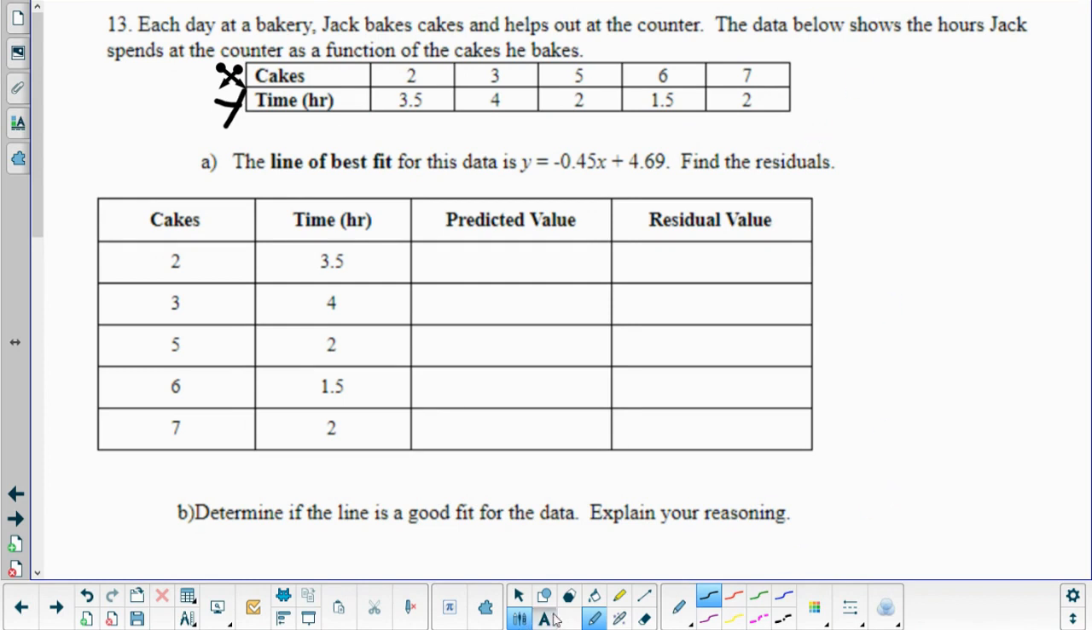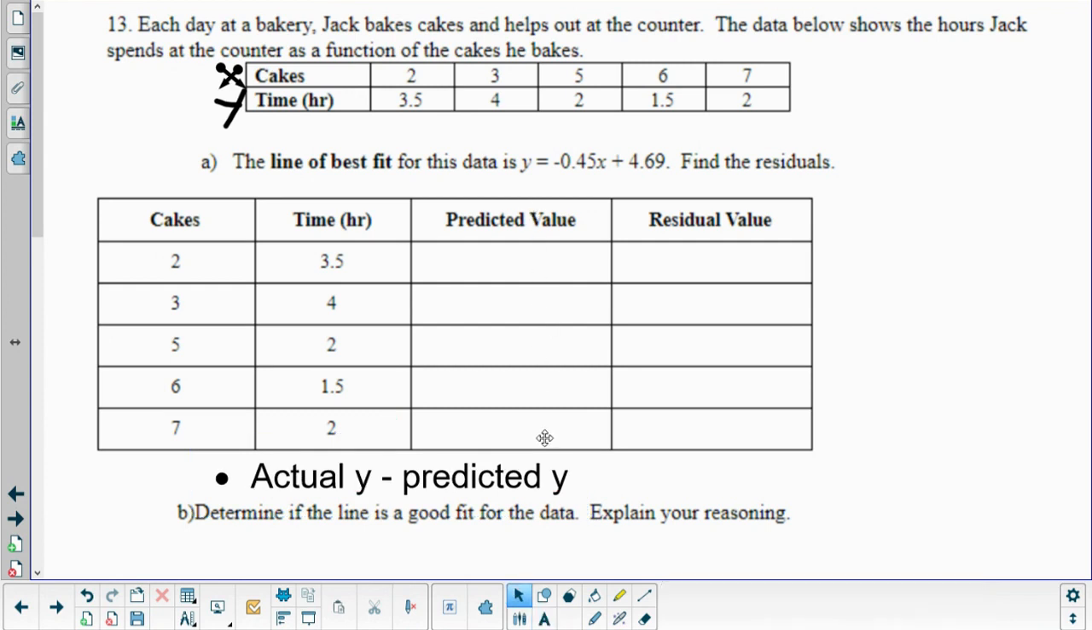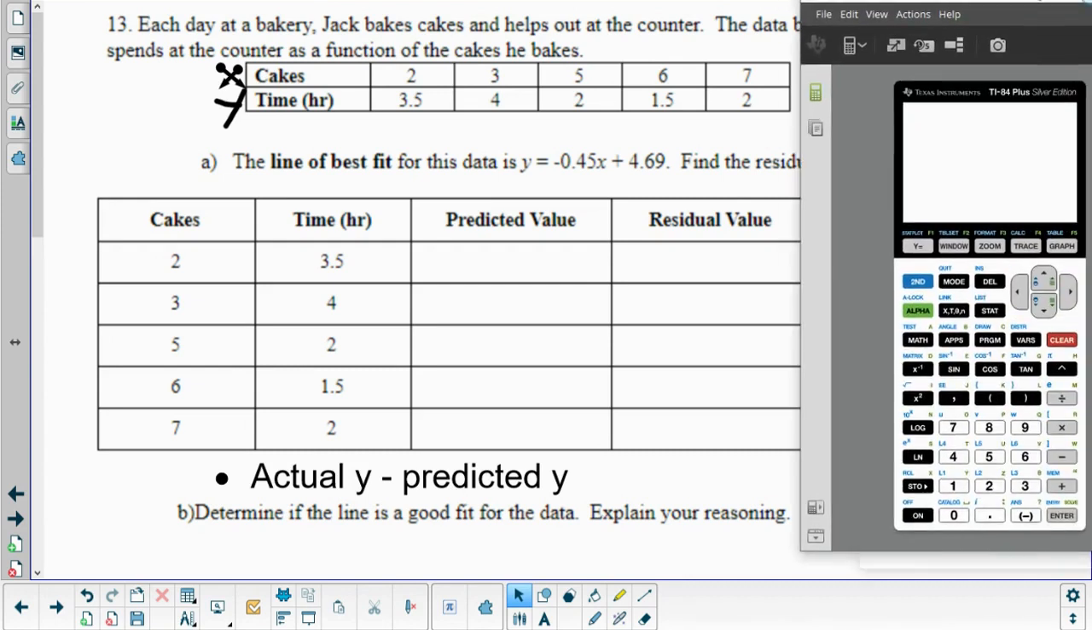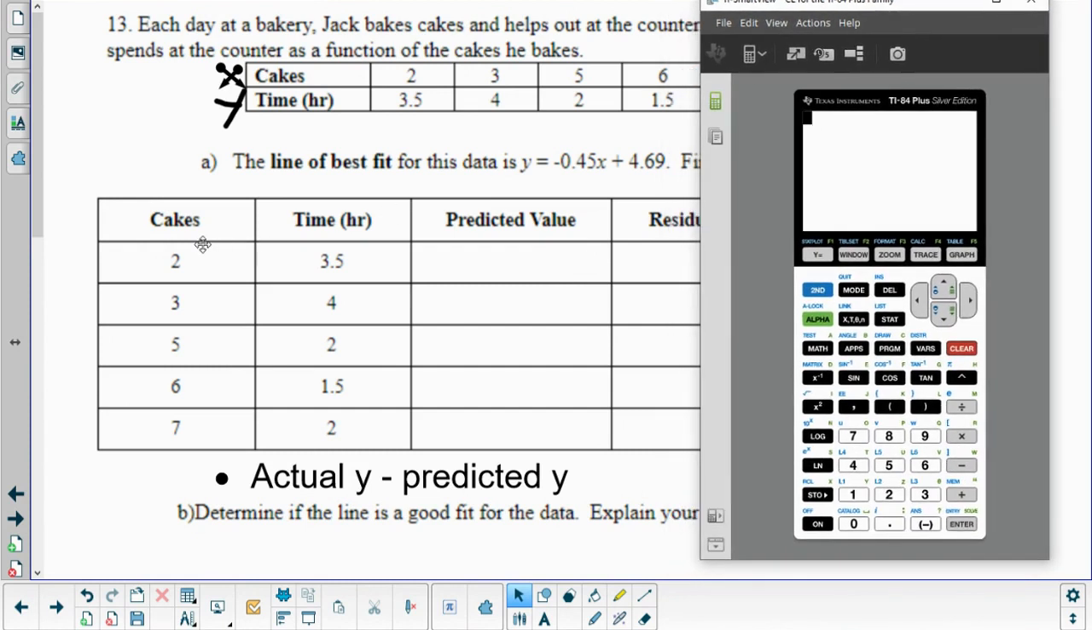If you remember, to find residuals, you take your actual Y's minus your predicted Y's. And we're going to subtract these. So the first thing that we need to do is figure out what our predicted values would be. I'm going to show you on my calculator. You can use your Desmos calculator if you would like. To find our predicted values, we are going to substitute all of our X values into this equation.